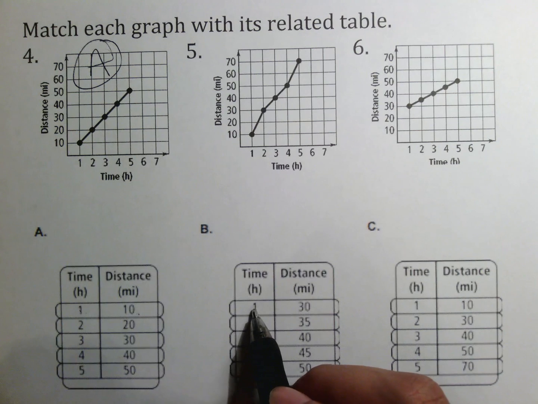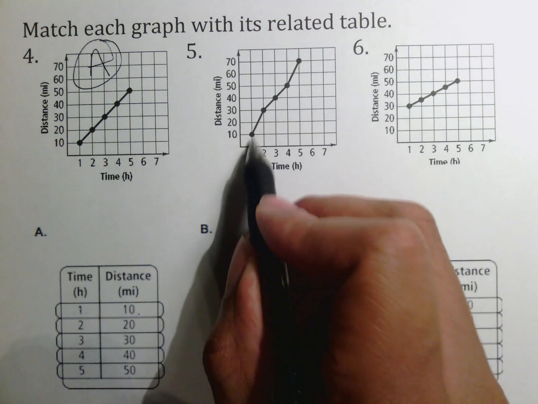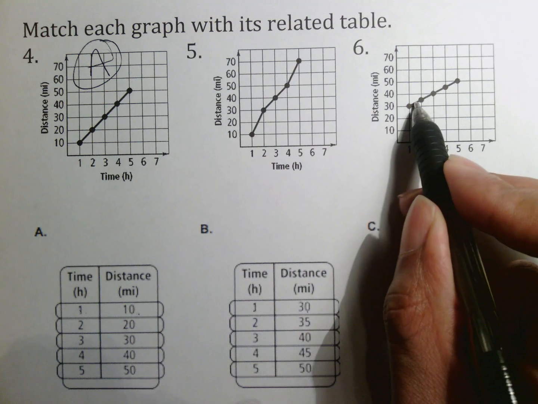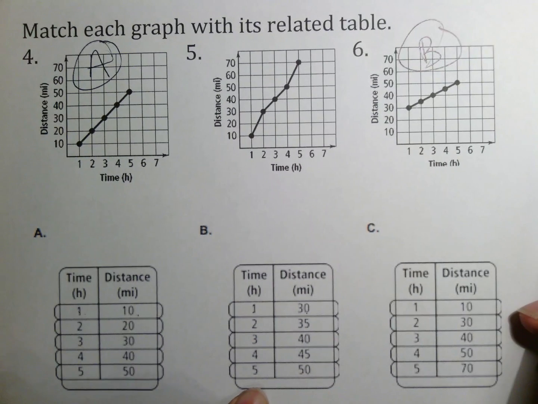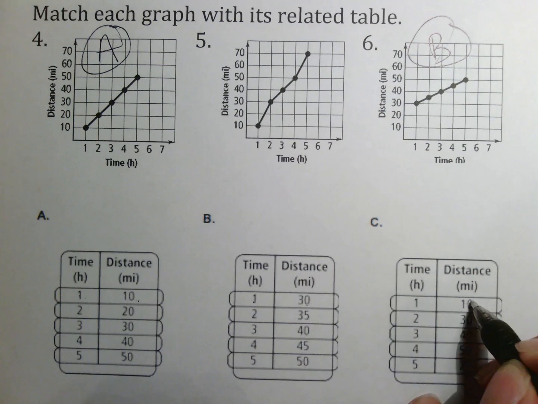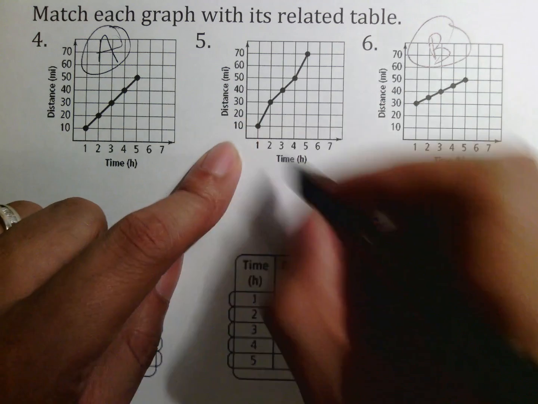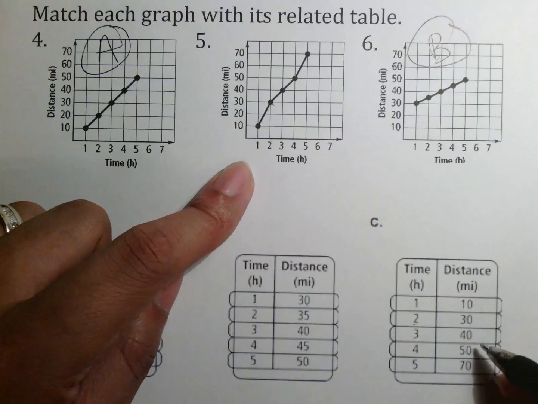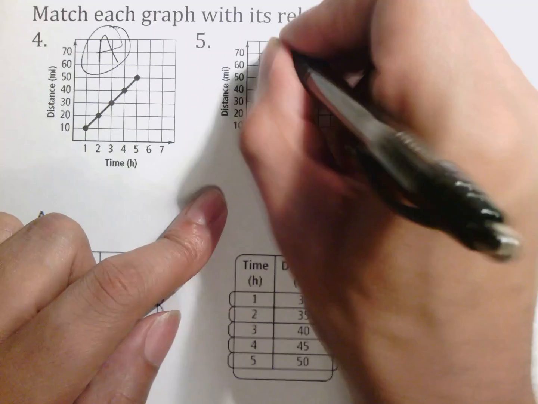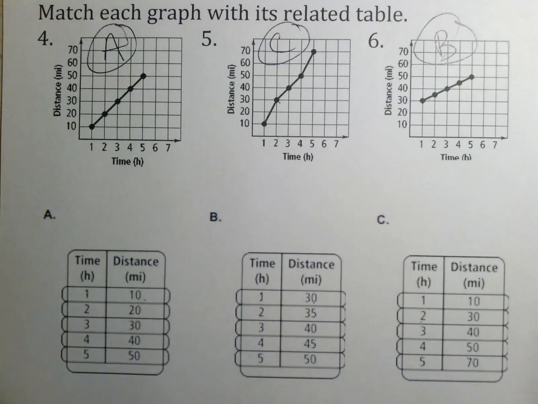Looking at this graph, it has 1 going to 30. This has 1 going to 10. This has 1 going to 30. The only option you could possibly have is this one. And then this one has 1 going to 10, which works. It has 2 going to 30, which works. 3 going to 40, which works. 4 going to 50. This has to be C.